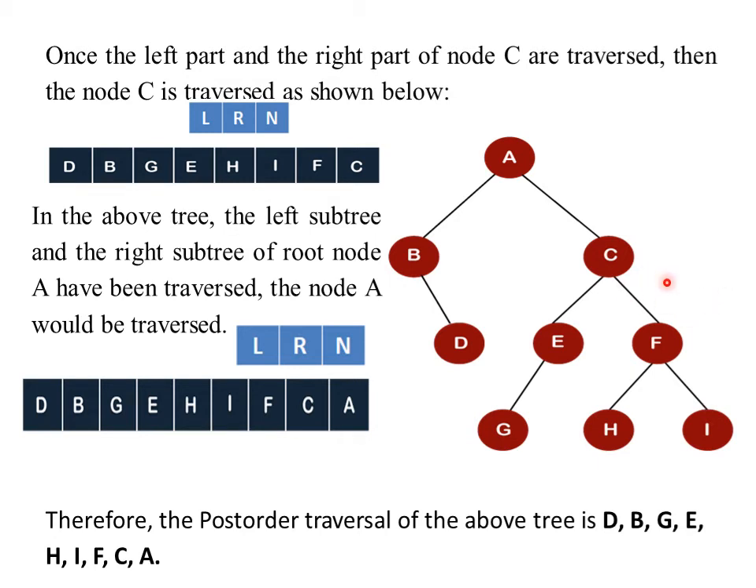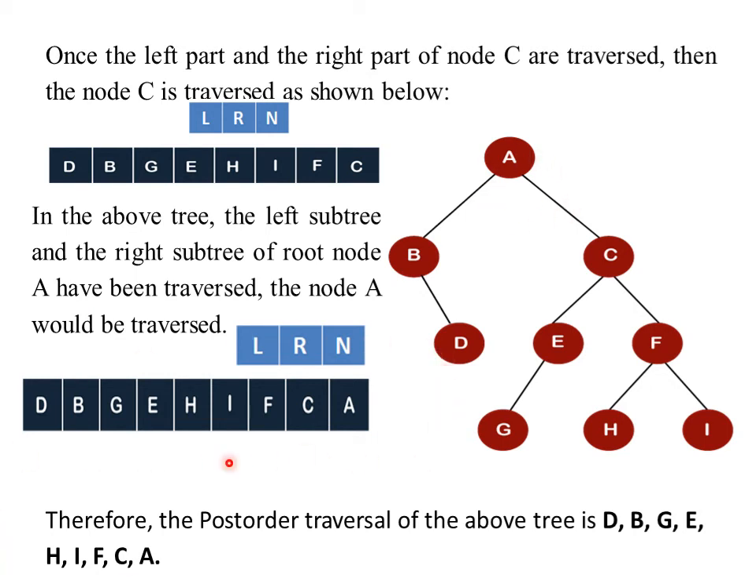This one is printed. In the above tree, the left subtree and right subtree of node A have been traversed completely. First the left part is finished, and after that the right part is finished. Then only the root node remains, which in post order is printed last. In the above tree, the left subtree and the right subtree of node A have been traversed, then node A is traversed, that is A.